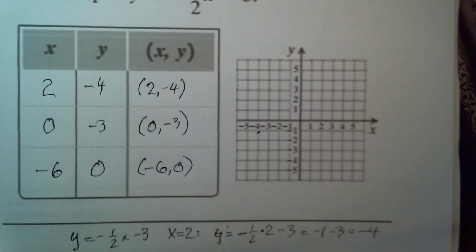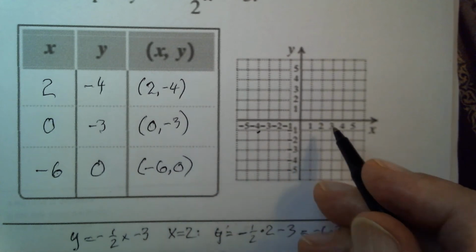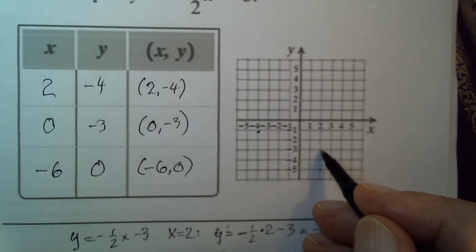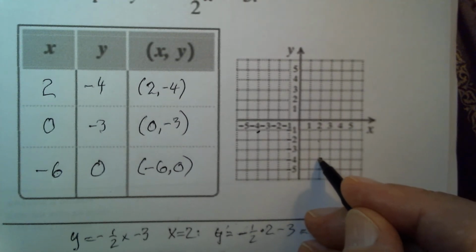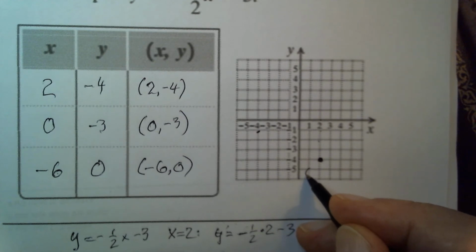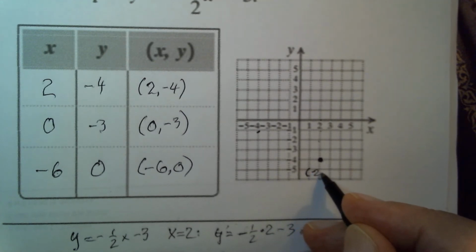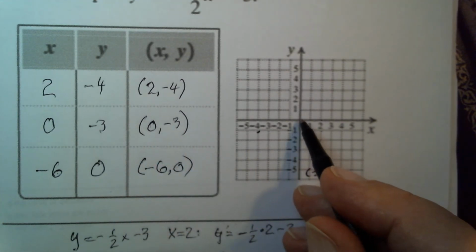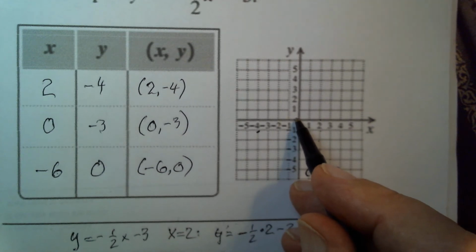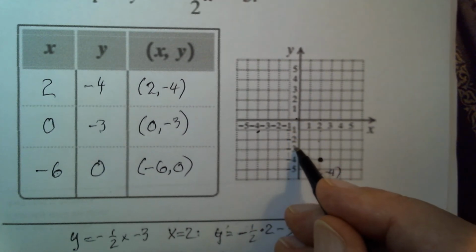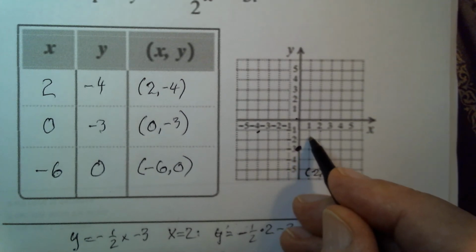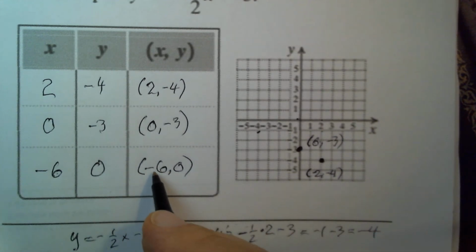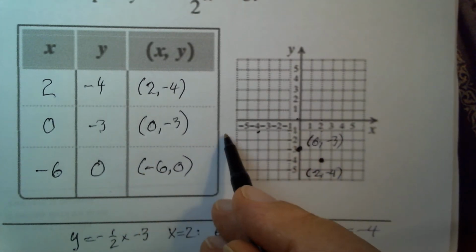So let's plot the points. 2 comma minus 4, well, x equals 2 and y equals minus 4, minus 1, 2, 3, 4. That would be this point here. Two comma minus 4. And then the point 0 minus 3 is on the y-axis. We stay at 0, we go minus 1, minus 2, minus 3. So this point is 0, negative 3.